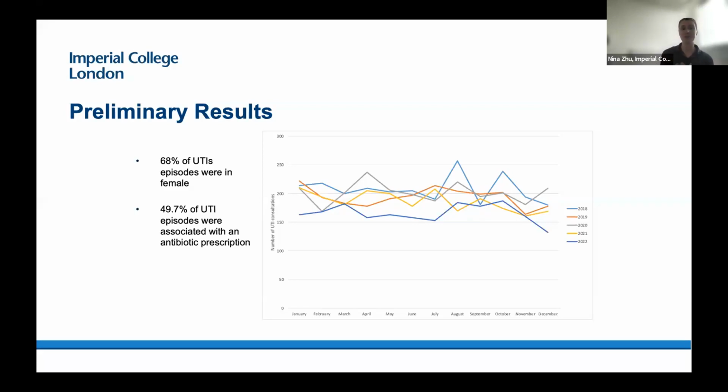Yes, and also 68% of the UTI episodes were in females. Obviously, in long-term care facilities, you're more likely to have patients with things like catheters, which, particularly for males, is a risk factor for urinary tract infections. And around 50% of the UTI episodes were associated with an antibiotic prescription. So, yeah.